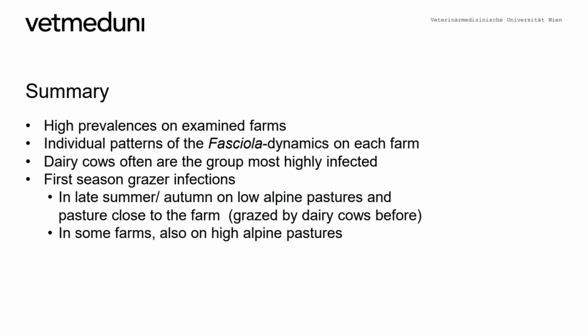So what we can see is that there is a high prevalence on the examined farms and throughout Tyrol. There are individual patterns of fasciola dynamics, and dairy cows are often the group most highly infected, but often they are not treated because they are producing milk. And the first season grazer infection often occurs in late summer, autumn, when they are on the low Alpine pastures, close to the farm, on pastures that were grazed by dairy cows before. But in some farms, infections also occur on high Alpine pastures.